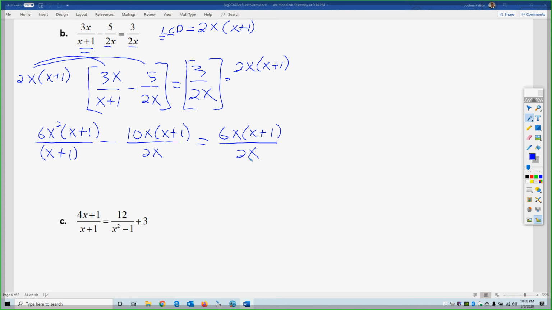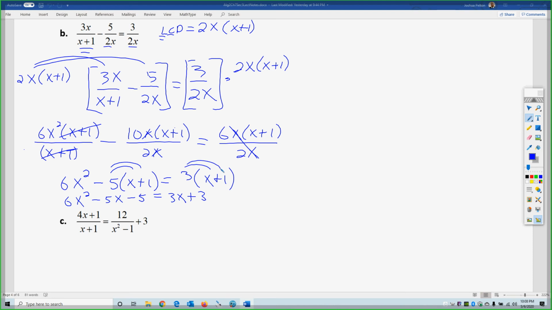Okay, let me think here. I think we might be good. So we'll cancel and be left with 6x squared. We'll cancel x's here and be left with minus 5 times x plus 1. I think that's good. Cancel x's here and be left with 3 times x plus 1. Okay, so distribute one more time here. So 6x squared minus 5x minus 5 equals 3x plus 3.